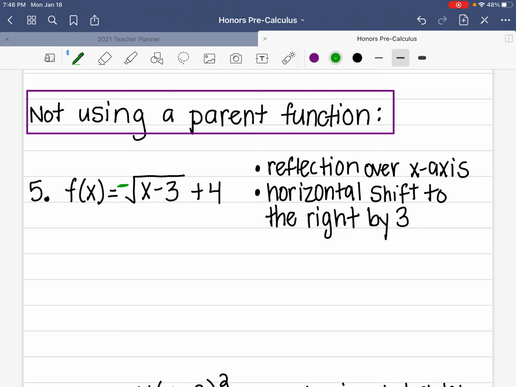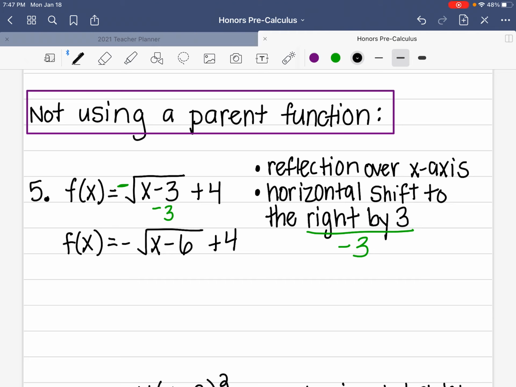We're also going to do a horizontal shift, so that means left or right, so right 3 units. If we think opposite, we're going to be subtracting 3 here. So we're going to subtract 3 more units. So my new transformed function is y equals negative square root of x minus 6 plus 4, because negative 3 minus 3 is going to be minus 6. Because we've already gone to the right by 3, we're going right more, so now it turns into 6.